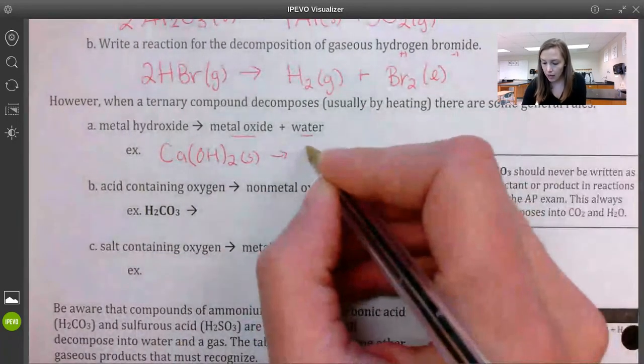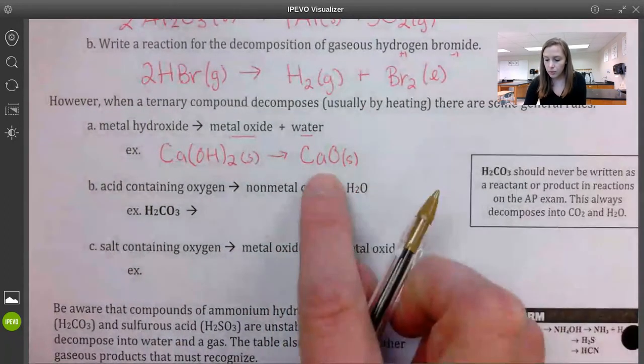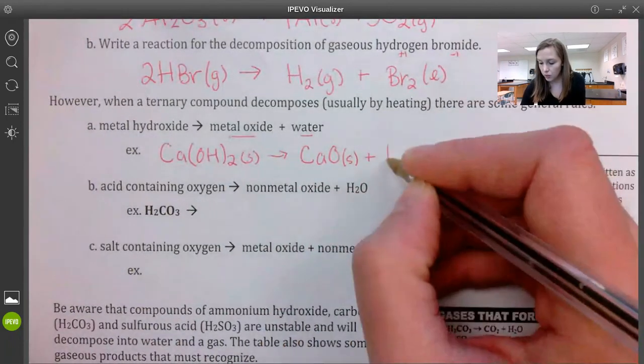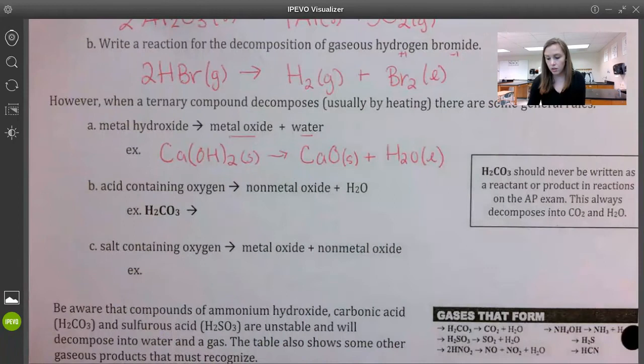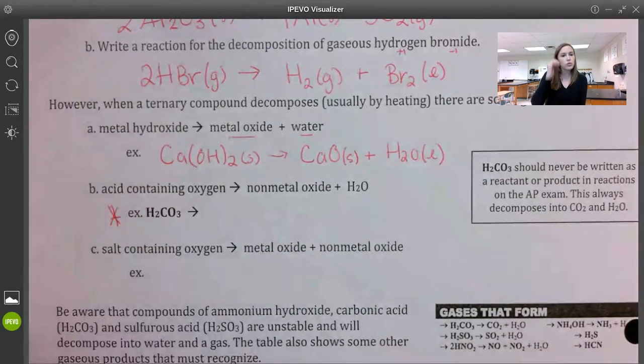So in this case, I would have my calcium oxide, CaO. That calcium with its +2 and oxygen with a -2, I just need 1 of each. And then that leaves you with your water. This next one is super important. I would put a big star or highlight H2CO3. You'll see it in double replacement reactions, and you can never leave it as H2CO3. This is an acid that contains oxygen. It is going to break down into the nonmetal oxide and H2O.